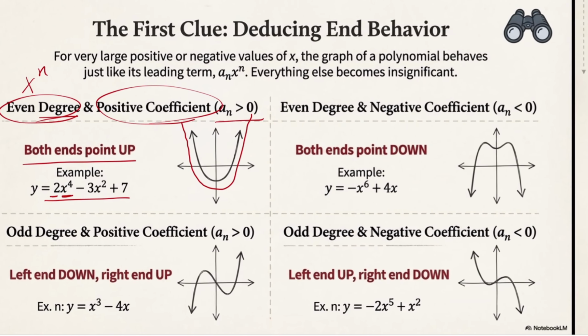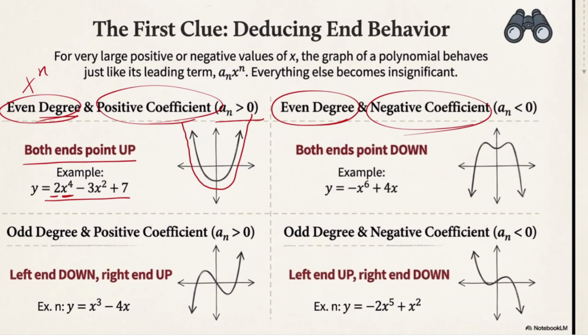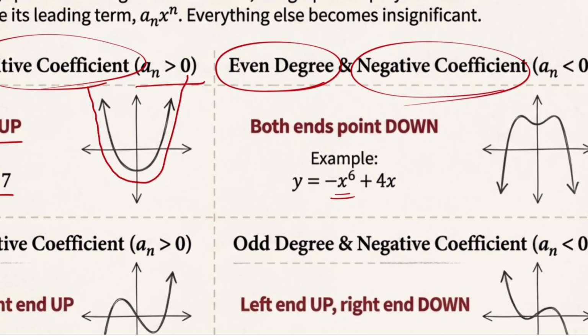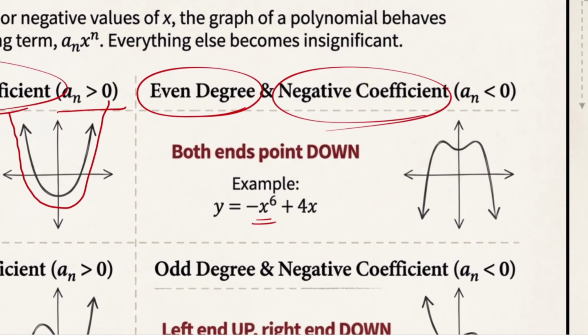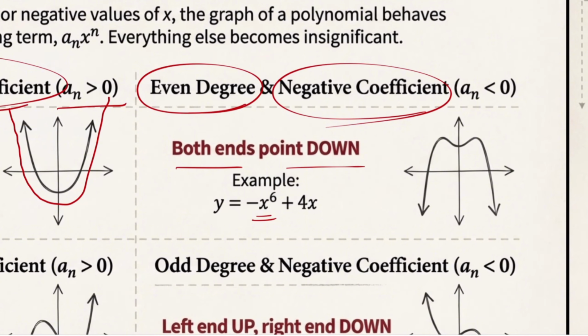What would happen if I have an even degree and a negative coefficient? It means something like this. Just like the quadratic equation, both sides go down, so both ends go down. So I have something like this. We will talk about these curves and why that happens, but let's just imagine that we have something like this.